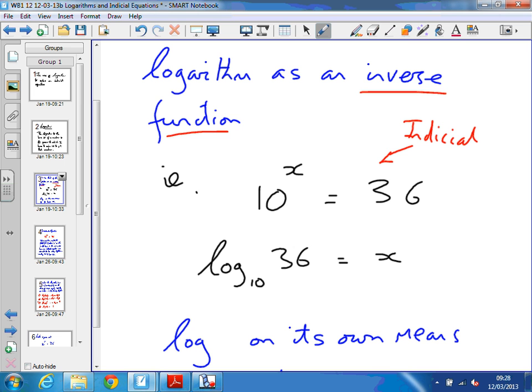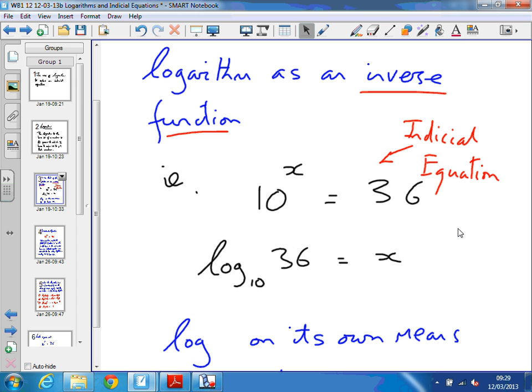You remember we said at the beginning of today, an indicial equation is one where the unknown is in the power. Well, here's an example. Looking at that, it's quite awkward to think how I can work out what x is. I'd have to just try it on the calculator, 10 to the power, trying all different numbers until I end up with 36. But there is a way to do it.